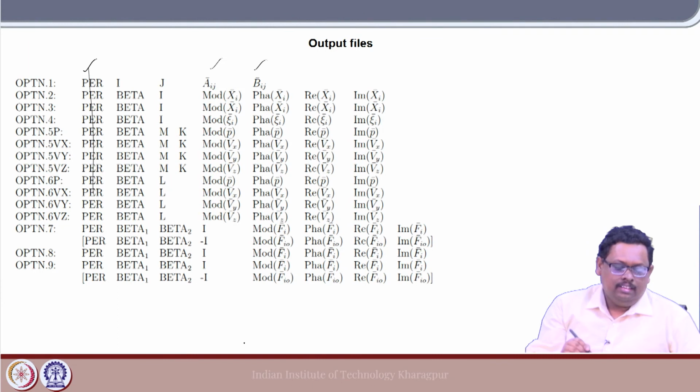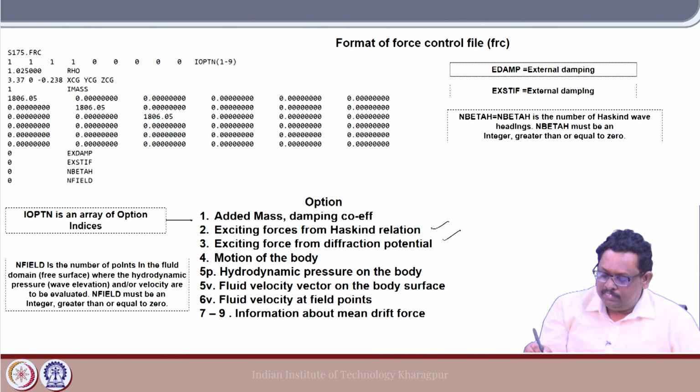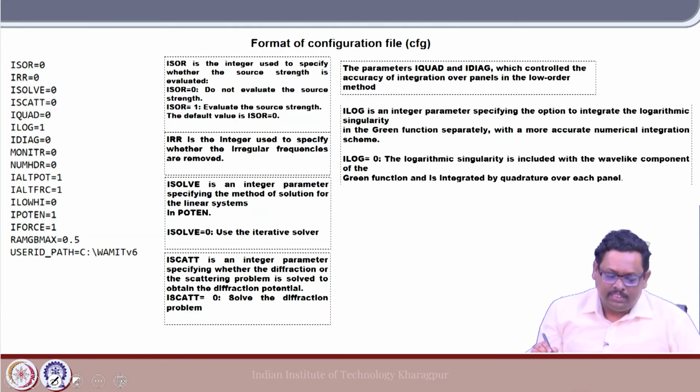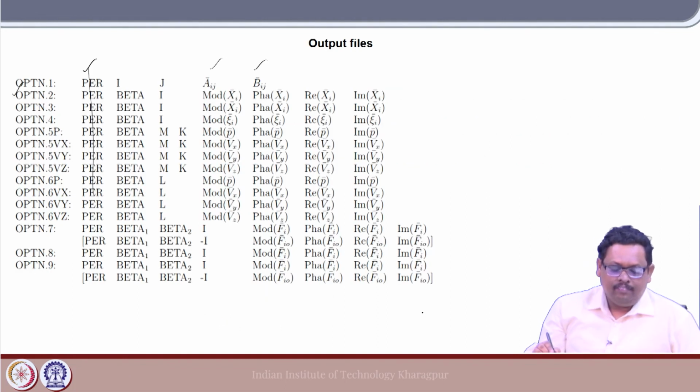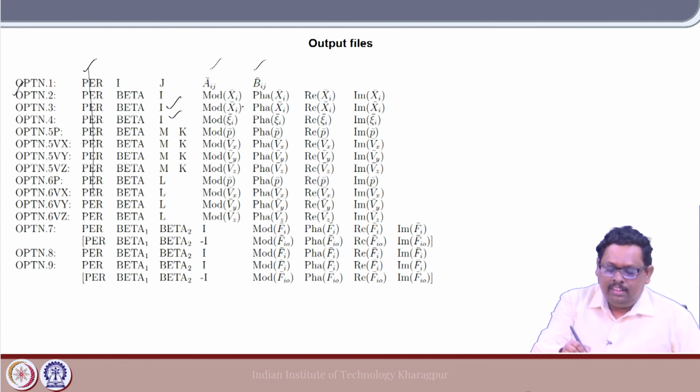Now, let us see what you get if you want option 2. Option 2 is the exciting force. Option 2 and 3 both are the exciting force, one is from the Haskind relation, one is from the differential, both are almost the same. Here, I is nothing but the mode that I am interested in, then the next column is the modulus of the amplitude, the next is the phase, and then the real part and the imaginary part.